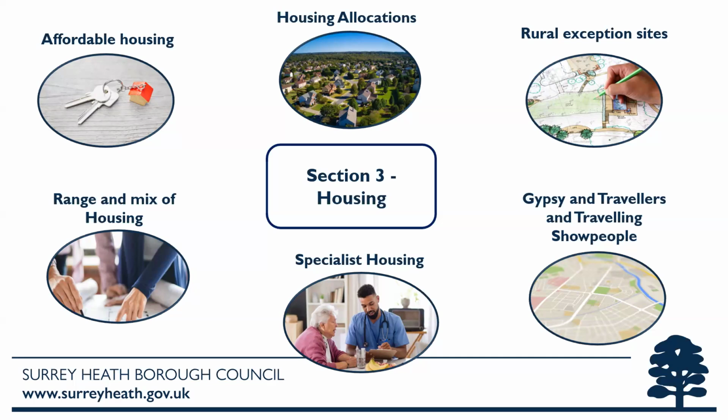A policy dedicated to rural exception sites, broadly reflecting national policy and clarifying requirements in the Surrey Heath context. Gypsy and traveller provision, which Kate has already set out. Specialist housing, which includes a focus on extra care provision and is informed by a local housing needs assessment 2024. And a range and mix of housing, including requirements for mix of tenure, type and number of bedrooms, as well as accessible and adaptable homes, self and custom build, and build to rent housing.